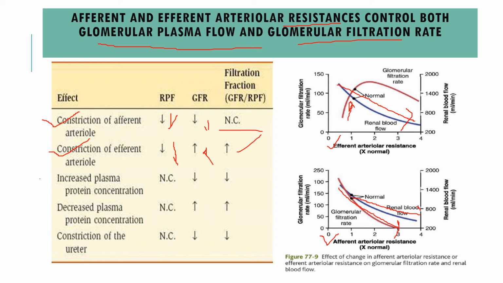Now, an increase in plasma protein concentration. Plasma protein concentration means we are increasing the glomerular oncotic pressure of the glomerular capillary. That means it will reduce the GFR. It is an opposing force of filtration, so it will reduce the GFR, and obviously the filtration fraction will be reduced. And when there is constriction of the ureter, that means the hydrostatic pressure of the Bowman's capsule is increased. That means there will be a reduction in GFR, and obviously the filtration fraction will be reduced.